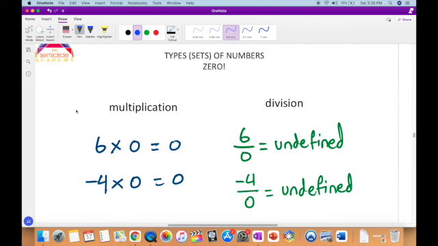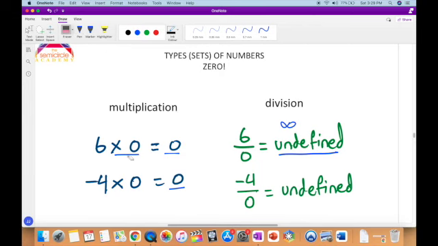For multiplication, and this is an important thing just to note, when you multiply by 0, you just get 0. No matter what you multiply by 0, you get 0. But for division, when you divide by 0, the answer there is undefined. Some people just like to say it's infinity. Even the textbook had infinity.